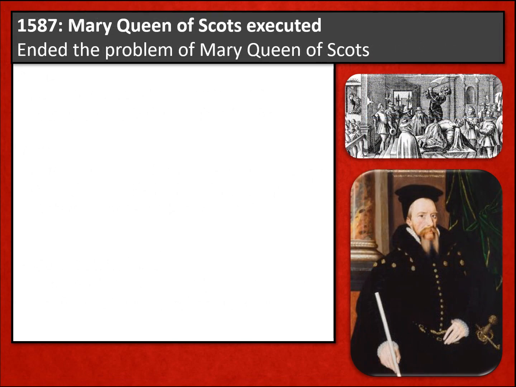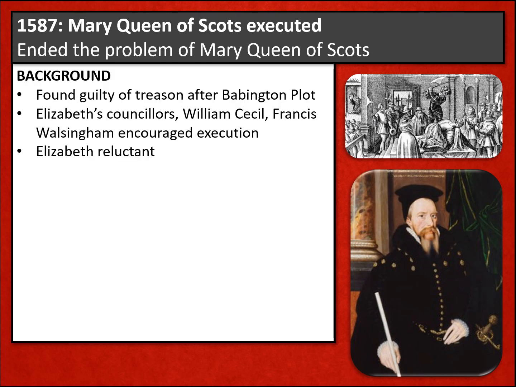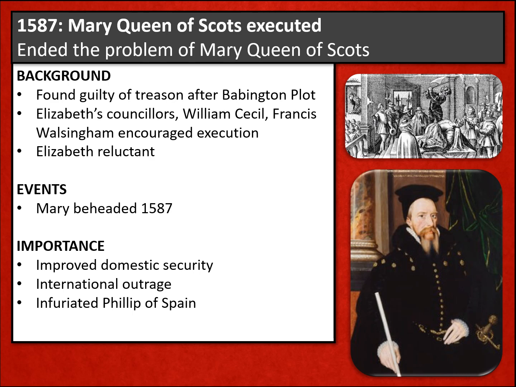Okay, so let's turn finally to Mary Queen of Scots' execution in 1587, which brings this period to a close. So she was found guilty of treason after the Babington plot, with William Cecil and Francis Walsingham both pushing Elizabeth to execute her. Elizabeth was highly reluctant to do this because she knew the outrage that this would cause. But Mary was beheaded in 1587 in a bungled execution that in itself caused outrage across the courts of Europe.